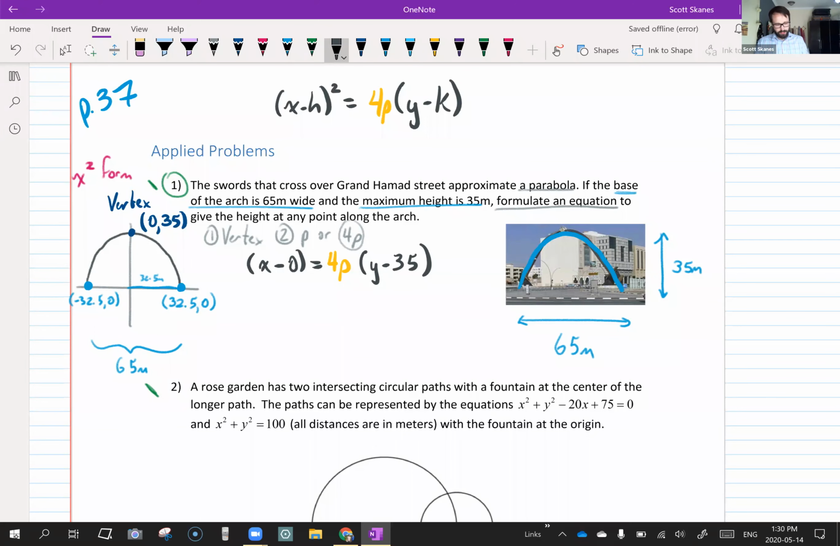Now that we have this, we can see that we kind of have a problem. We have x we need to look for, we have p and y. So what we need to do, we just need to substitute a point, because we have the vertex. We need the vertex and we need p. We have the vertex. So let's just put in some numbers to solve for that p value, or the 4p. And what I'm going to do, just to make it super clear, we're going to substitute in the point 32.5 and 0.